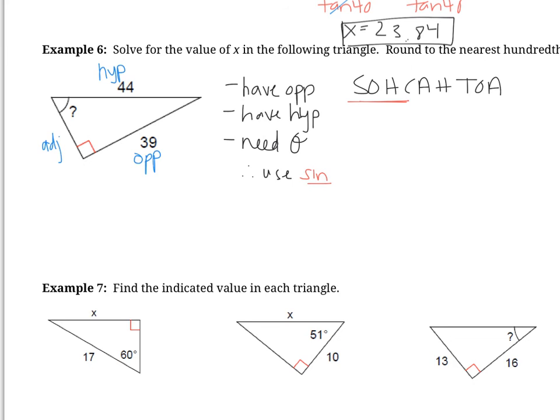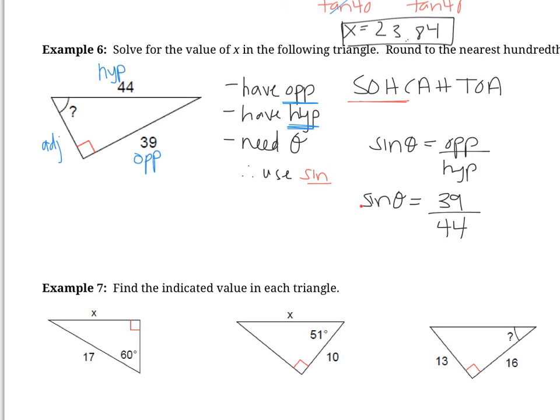So taking a look at these two side lengths, what ratio involves opposite and hypotenuse? And that ratio is going to be sine. So we've got to use sine. So let's set it up together quickly. We've got sine of an angle is equal to opposite over hypotenuse. We don't know what the angle is, theta, so let's leave theta. Okay. So we don't know what theta is, but we know what opposite is and we know what hypotenuse is. So we're going to write opposite, which is 39, and hypotenuse, which is 44.